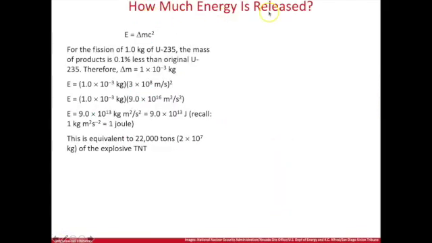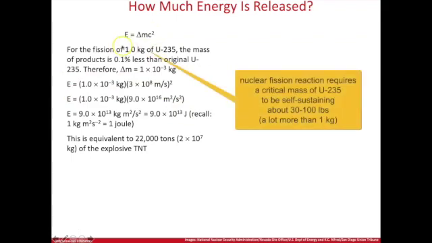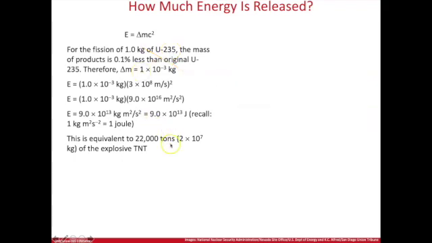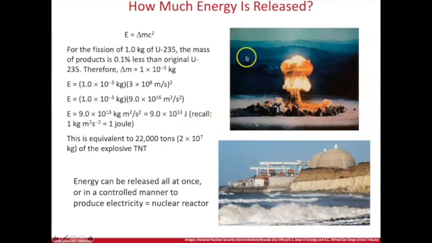So how much energy is released is a lot. Even though there's a small amount of mass differential from before and after, multiplying that by this very large value is going to give you a very large value for E. So just taking 1 kilogram of uranium-235, the small mass difference will give you about 22,000 tons of explosive TNT. So that's how when you release all this energy at once, you have a bomb. Or if you do this in a controlled manner, you have a nuclear reactor.